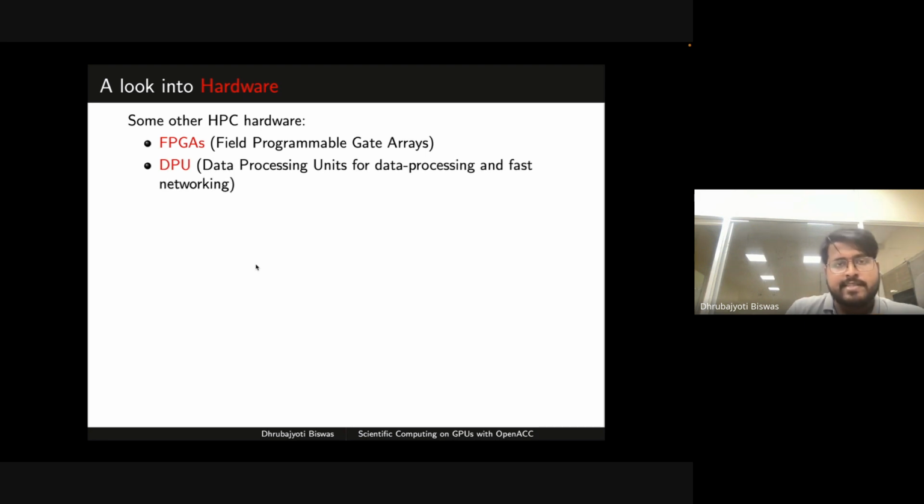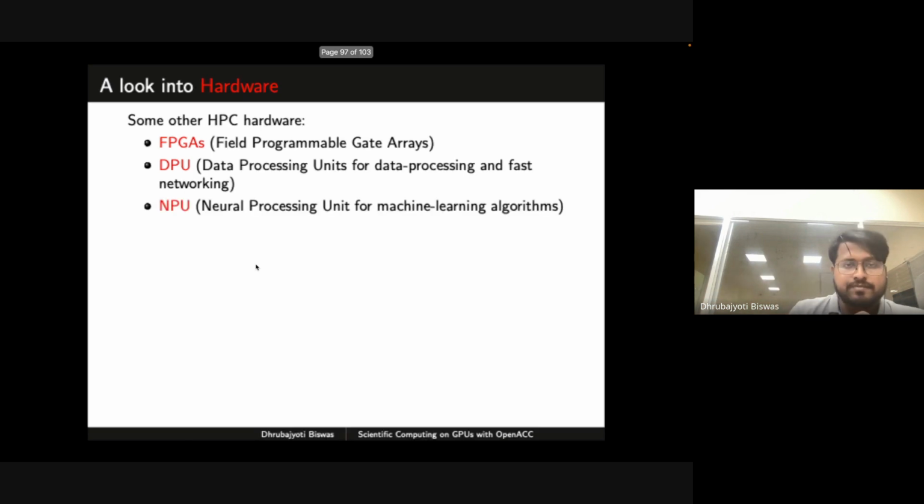There are other things like DPUs, which are used for data processing and fast networking. Right now, in the age of ML and AI, we have a lot of data being generated in different software, and you have to process that. Also, networking has to be very fast. So in that field, the DPU comes into play. You can have an NPU.